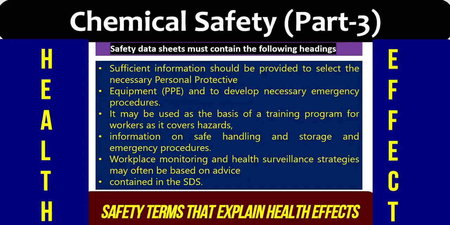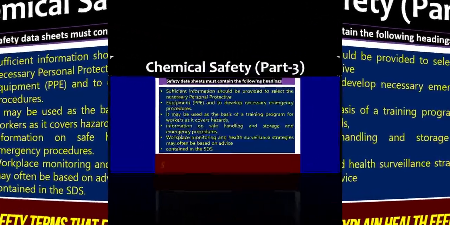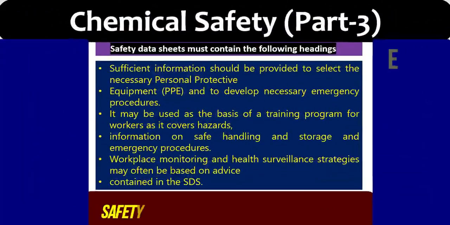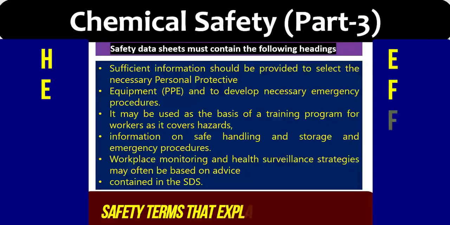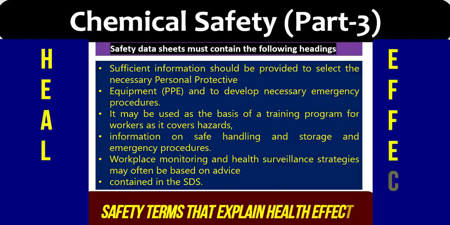Number six, SDS may be used as the basis of a training program for workers as it covers hazards. Number seven, information on safe handling and storage and emergency procedures. Number eight, workplace monitoring and health surveillance strategies may often be based on advice that you can get from the SDS, that is contained in the safety data sheet.